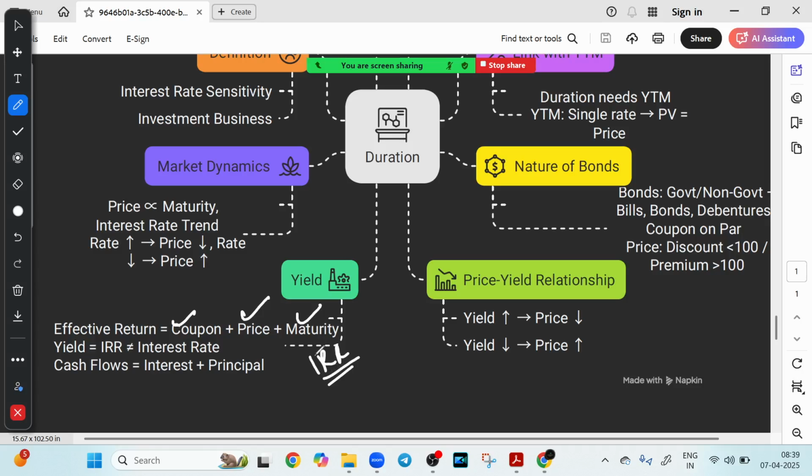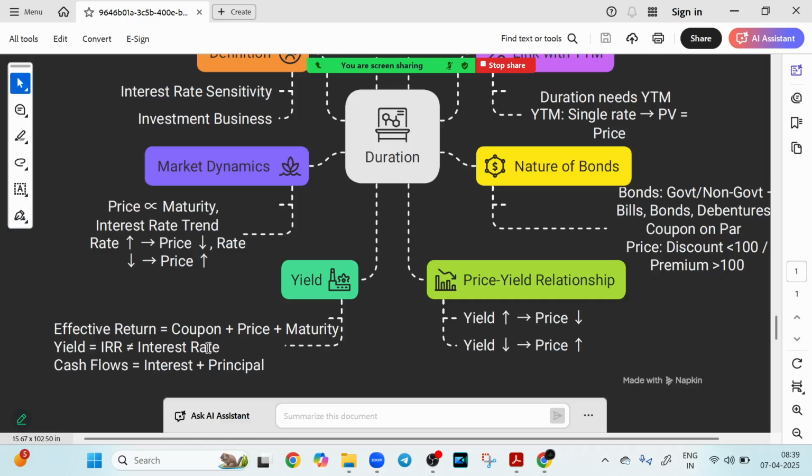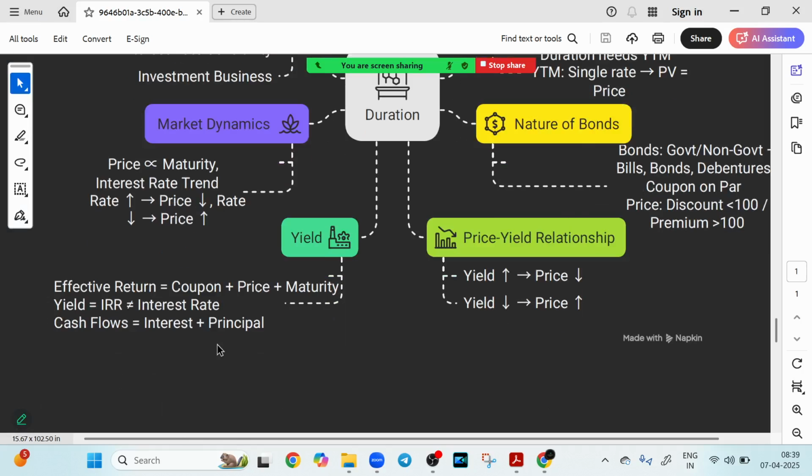So what we learned from the discussion is that duration is your financial compass in the bond world. It tells you where you stand, how far you can go, and what bumps you might hit along the way. So whether you are managing a portfolio or analyzing an investment, always know your duration. That is the role of duration here. Right. Now friends, let's switch to the next topic that we have.